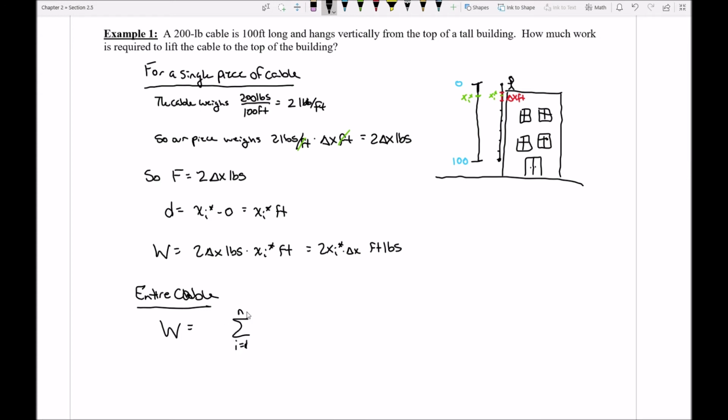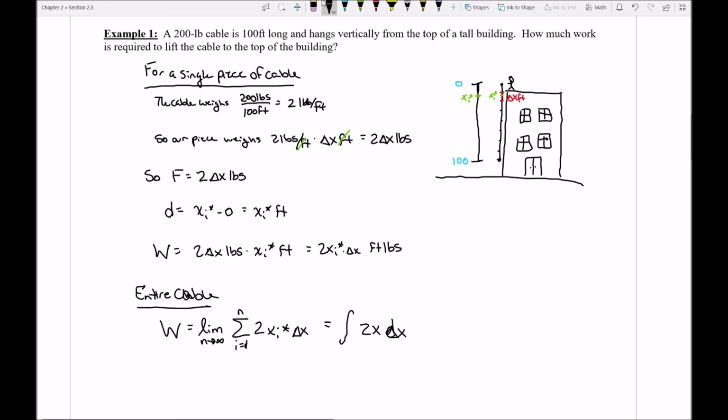So starting at piece 1 and going to piece n, I would want to add up 2 xi star delta x foot-pounds, and I want to add that for all the different pieces of the chain. But then, of course, I want to take a limit as the number of pieces approaches infinity. What this means is I can transform this into an integral. Notice that the function in there is going to be 2x delta x, which will then get transformed into dx.